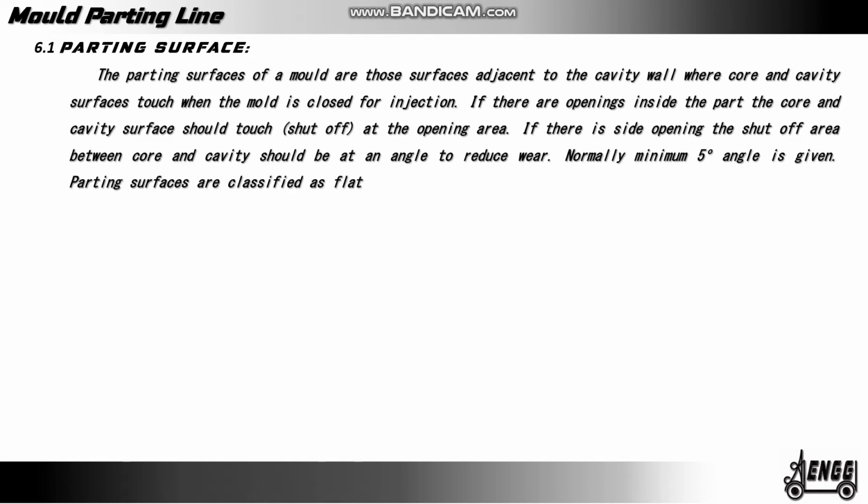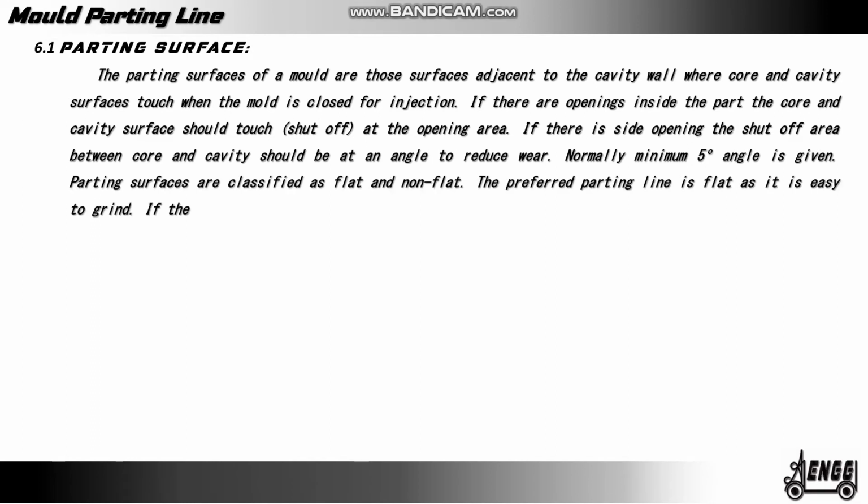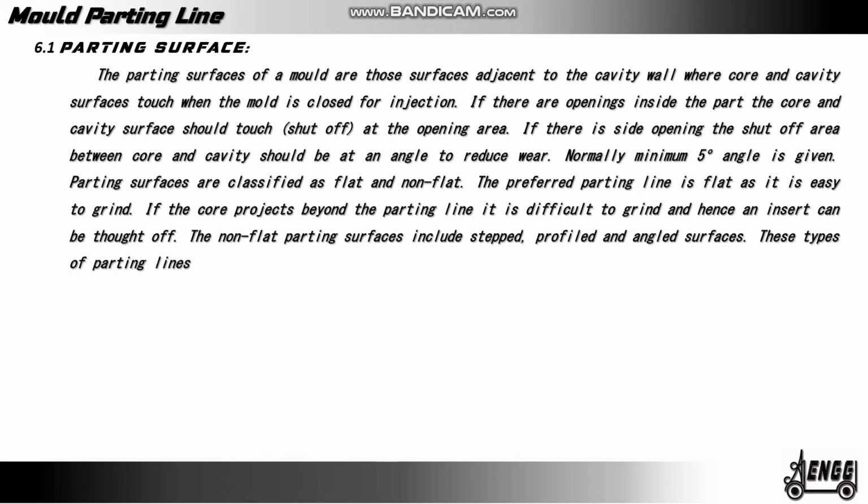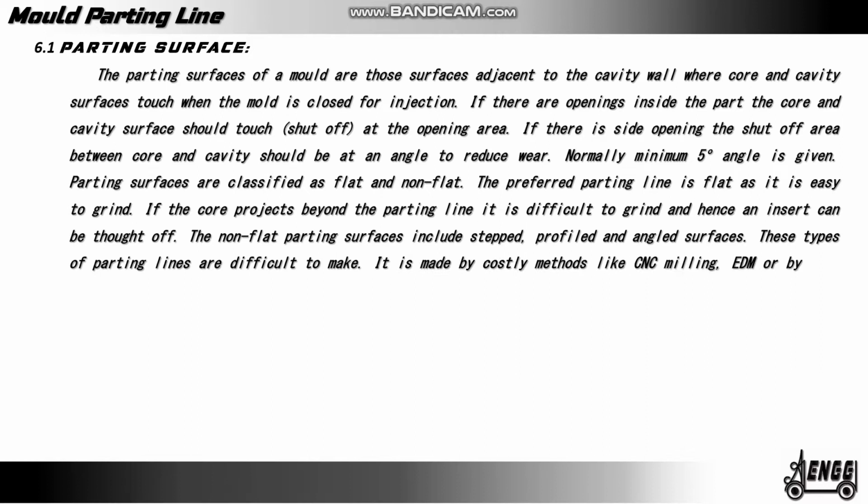Parting surfaces are classified as flat and non-flat. The preferred parting line is flat as it is easy to grind. If the core projects beyond the parting line, it is difficult to grind and hence an insert can be thought of. The non-flat parting surfaces include step, profile and angular surfaces. These types of parting lines are difficult to make. They are made by costly methods like CNC milling, EDM or by hand matching.